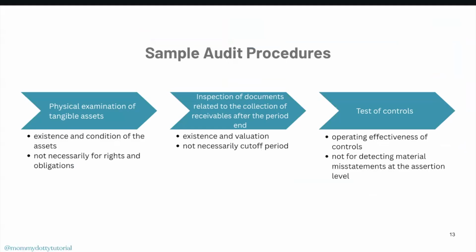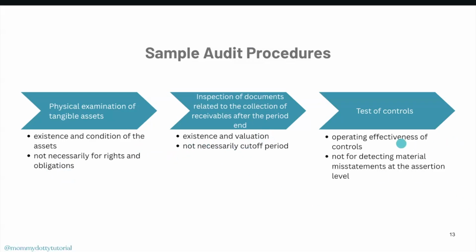Okay, on this slide, we can discuss a few more audit procedures as our examples. The first one, physical examination of tangible assets. The physical examination of tangible assets may provide sufficient evidence when the auditor wants to determine the existence and condition of the assets, but not necessarily for rights and obligations. The second one, inspection of documents related to the collection of receivables after the period end may provide audit evidence regarding existence and valuation, but not necessarily cut off.